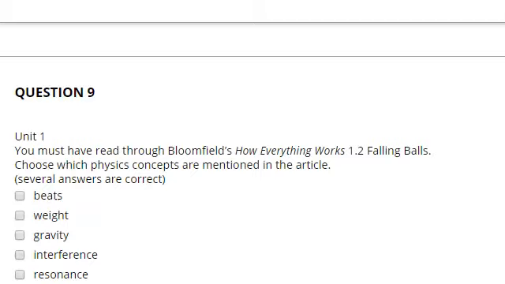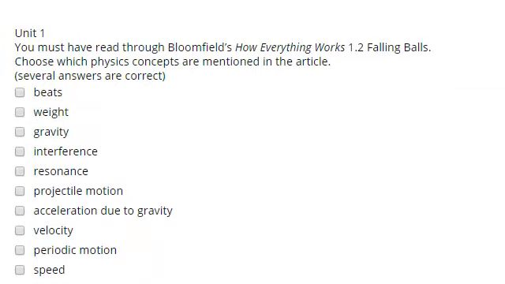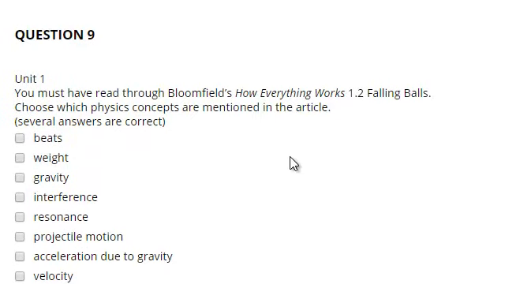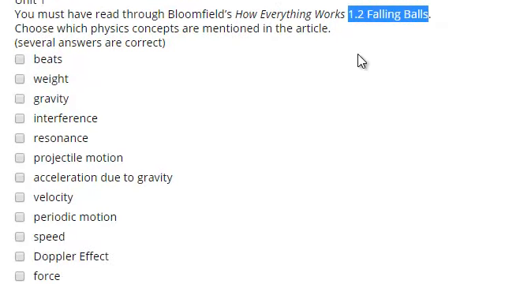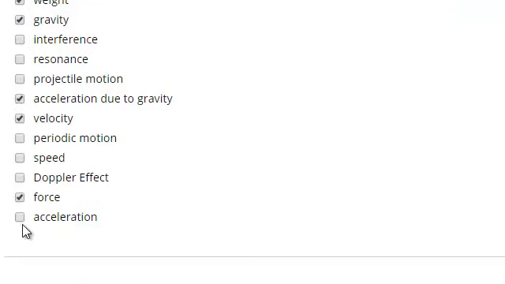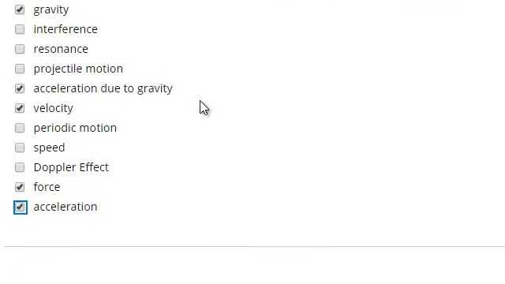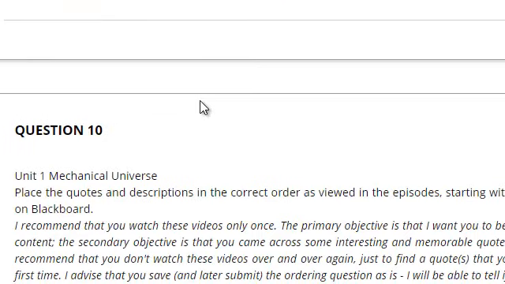All right, let's see. This one is the extra book, the Bloomfield book, How Everything Works. So you read through a chapter and then you see which of these are mentioned. So when balls are falling, there's probably weight involved and gravity and acceleration due to gravity and velocity, probably these kinds of things. Probably force and acceleration, probably not resonance or interference. Those are from waves and sound.